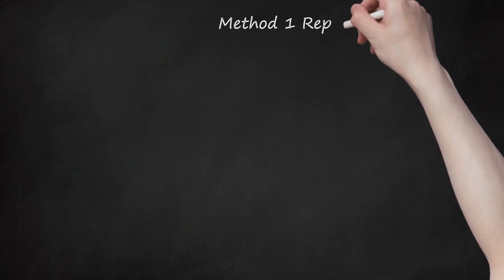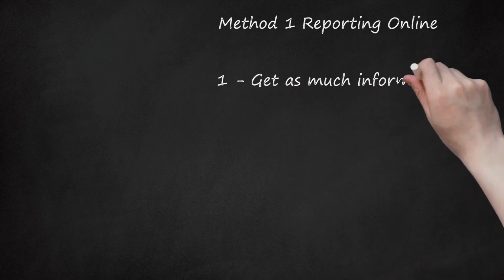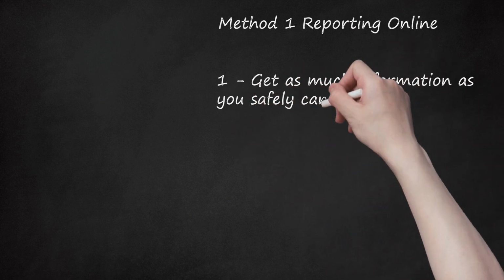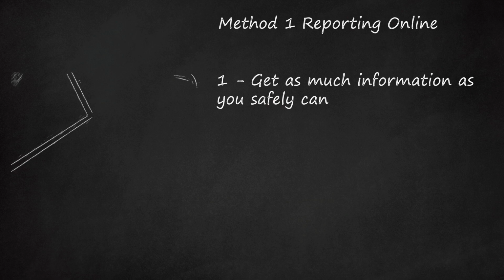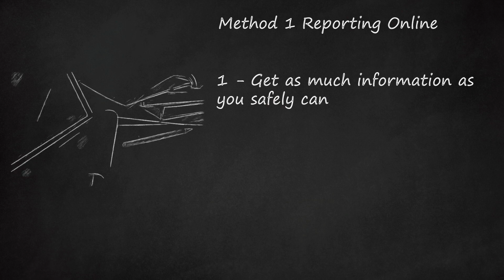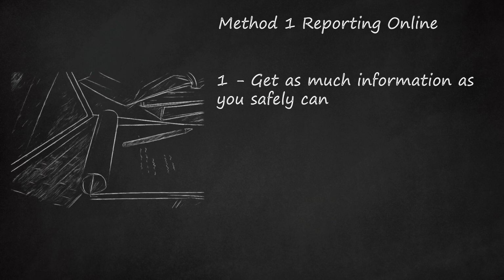Method 1: Reporting online. 1. Get as much information as you safely can. Without any sort of concrete evidence pointing to the fact that the person you're reporting is in the country illegally, it's doubtful ICE will investigate the person. At a minimum, you need names and locations of the people you want to report. Otherwise, ICE won't have much to go on. Specific names may not be as important if you have a solid location.